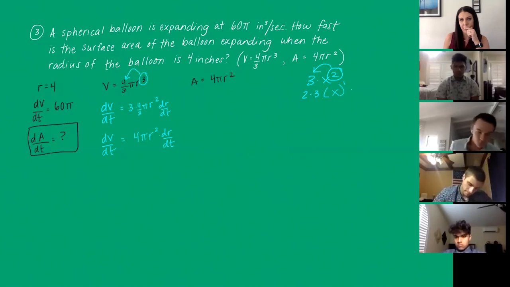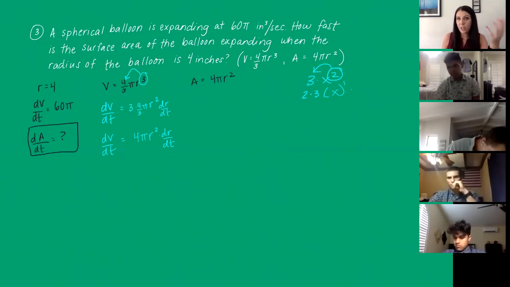Sorry, could you repeat the question? What do you notice about this new equation that we just got? Well, we now have dr over dt, which we don't have, right? We don't have a way to find that, right? What else do you notice? Anything?